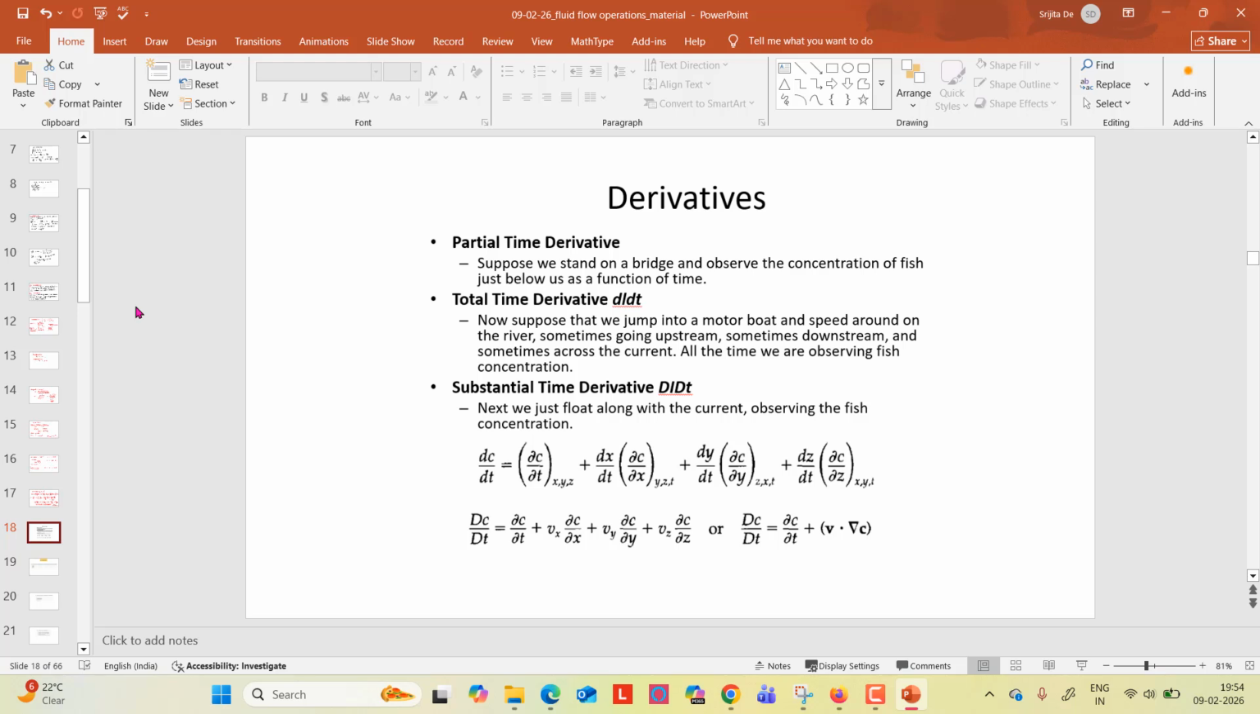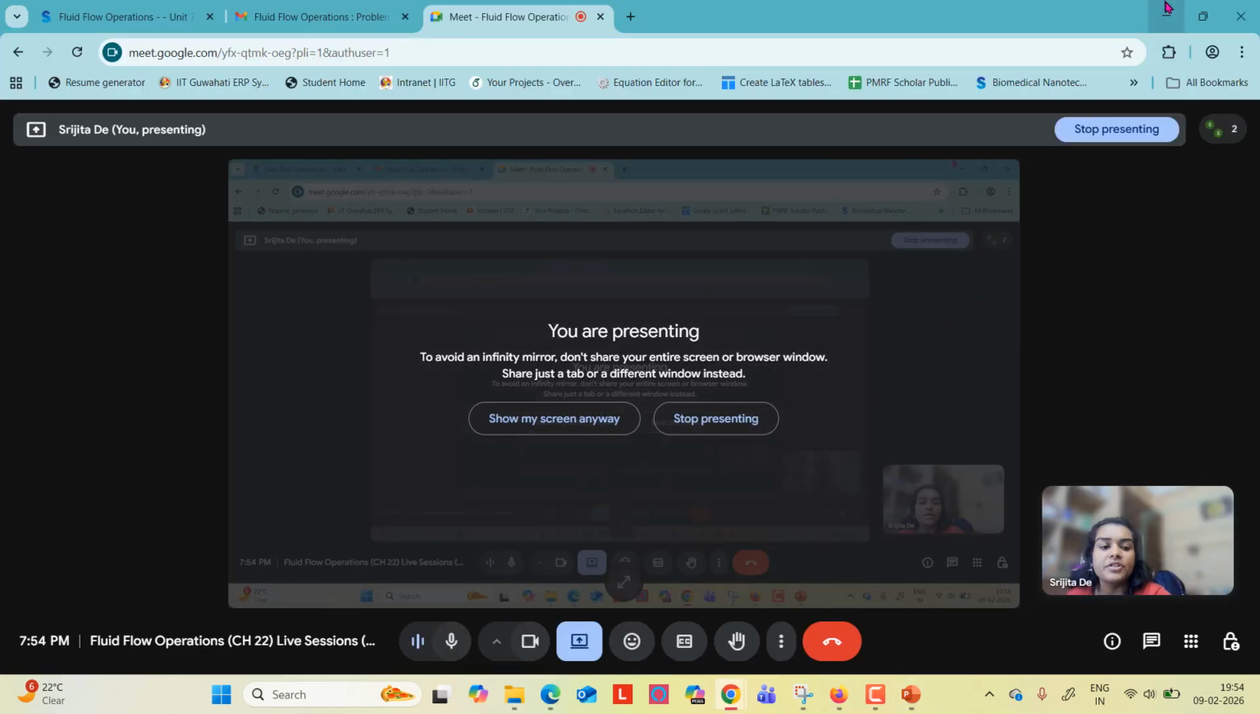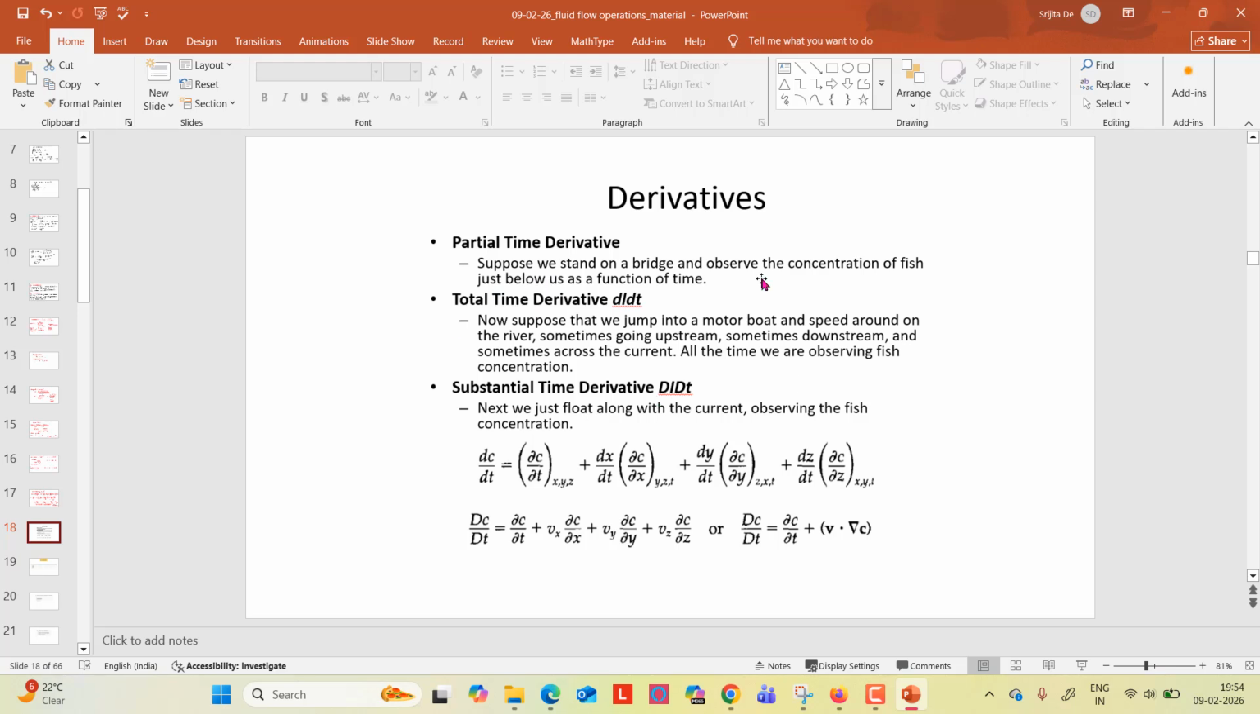What is the definition of partial time derivative? Suppose we stand on a bridge and observe the concentration of fish just below us as a function of time. So we are observing something while standing at the same place, and we are observing the change of that variable with respect to time, right? This is your partial time derivative. Now what is the total time derivative? That is d dt, small d dt.